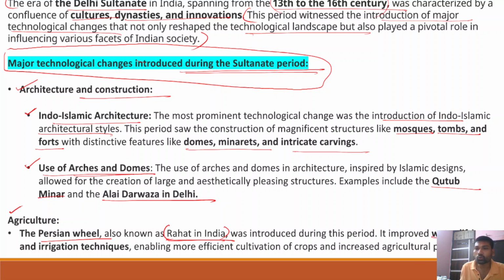It improved the water lifting and irrigation techniques. When the Persian wheel was introduced, that was a major technological invention because it transformed agriculture. It improved access to irrigation for many fields. Therefore, the water lifting and irrigation techniques made cultivation more efficient, and also increased agricultural productivity in the Delhi Sultanate period.